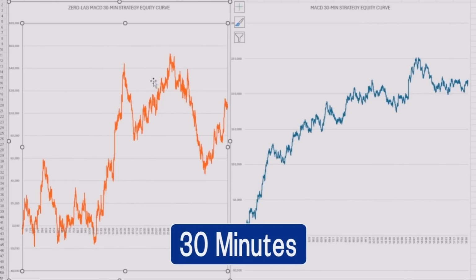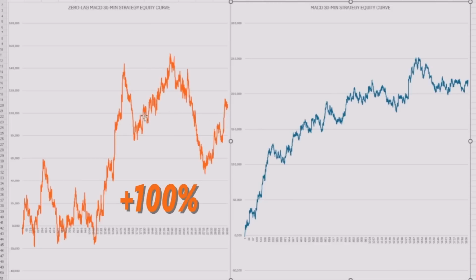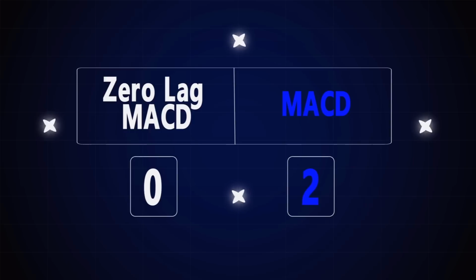Next, on the 30-minute time frame, although both equity curves are profitable, the one from the MACD was more stable than the one from the zero lag. Also, here we achieved a profit around 100% and on the right a profit above 200%, so 2 times greater. Another point for the MACD.